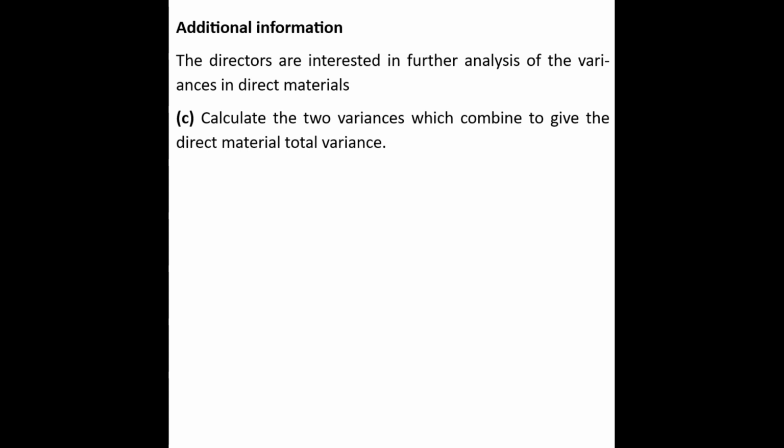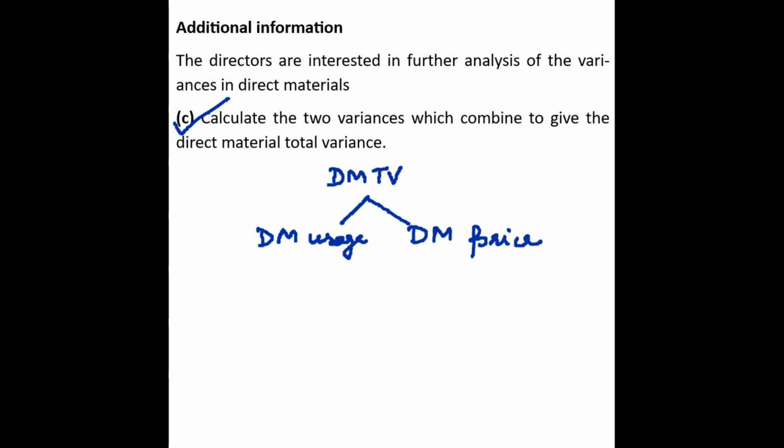In the last part of the question, we are given some additional information which states that the directors are interested in further analysis of the variances in direct materials. And so in part C of the question, we have to calculate the two variances which combine to give the direct material total variance. In the video on material and labor variances, I have discussed that the direct material total variance is made up of two variances. One is the direct material usage variance and the other one is the direct material price variance. So we will have to find out each of these variances to answer the question in part C.